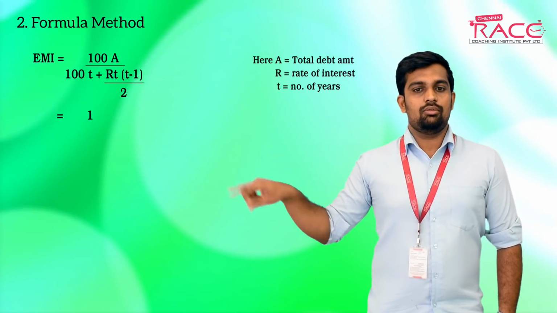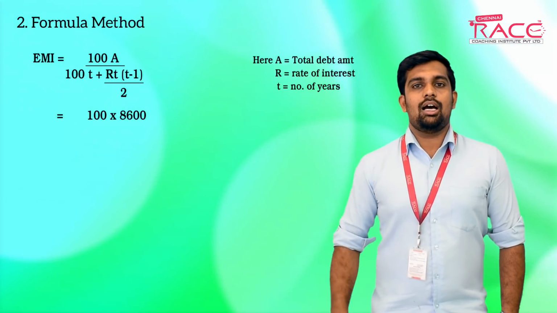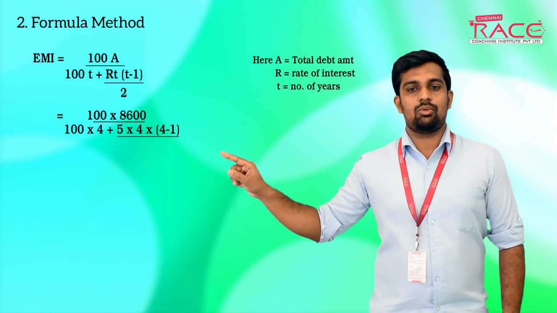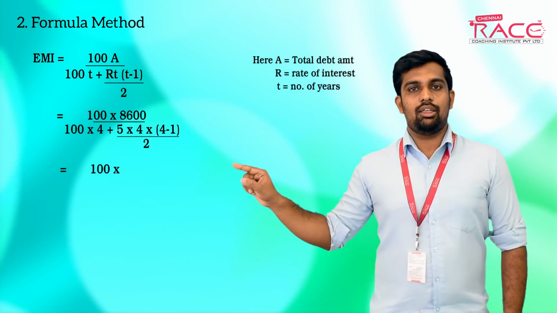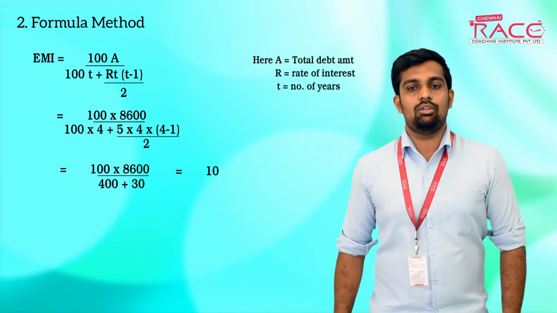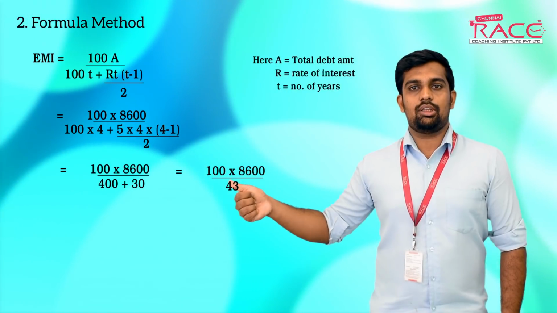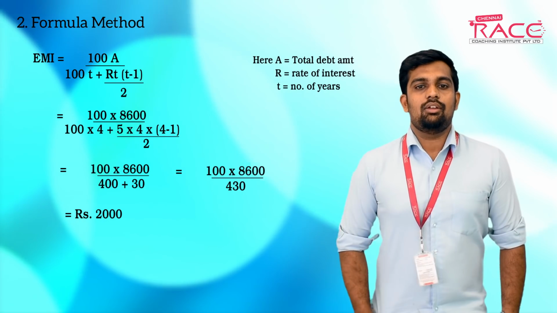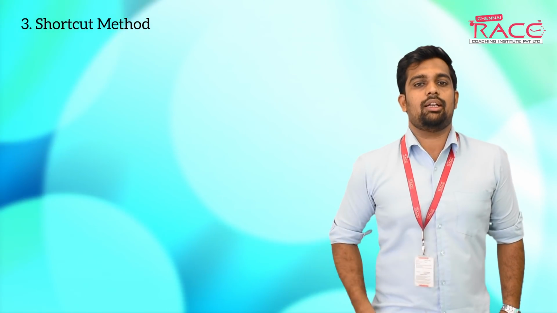So that is equal to 100 into 8600 divided by 100 into 4 plus 5 into 4 into 4 minus 1 divided by 2, which is equal to 100 into 8600 divided by 400 plus 30, which is equal to 100 into 8600 divided by 430, which is equal to 2000 rupees. In this way, we can easily find out the answer. And the third one is the shortcut method.